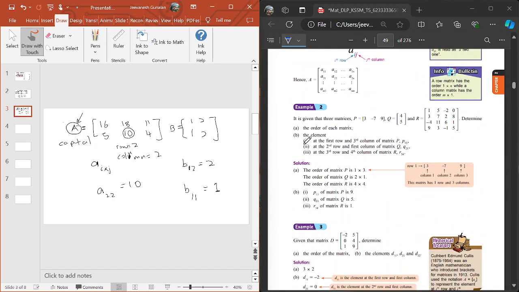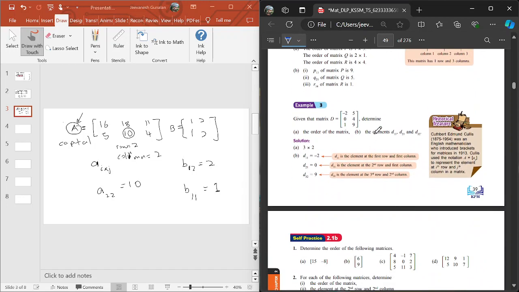Okay, let's see this example. So it is given three matrices. Determine the order of each matrix. It's pretty simple. Here there is one row, so 1 times 3 columns, that's all. Here got 2 rows, so 2 times there is only 1 column, so 2 by 1. Here got 1, 2, 3, 4, so 4 rows times 4 columns.